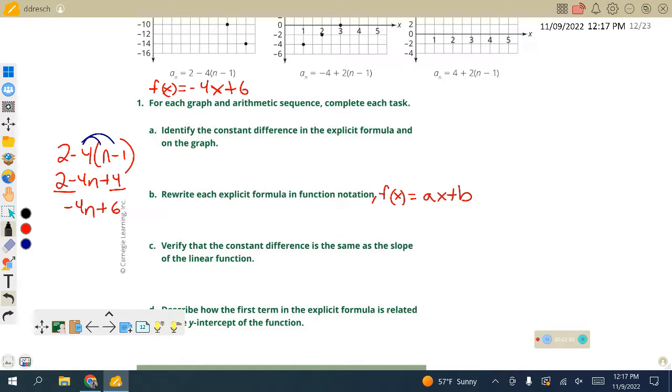Okay, let's do one more here. Let's take the one on the right: 4 plus 2n minus 1. Let's do that last one, and then we'll move it on. So when I say put in function form, ax plus b, that means triggering you. You guys are growing up being slope-intercept form. Ax plus b, that's all we want.